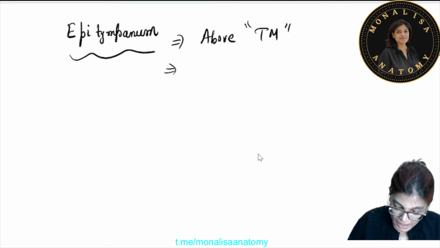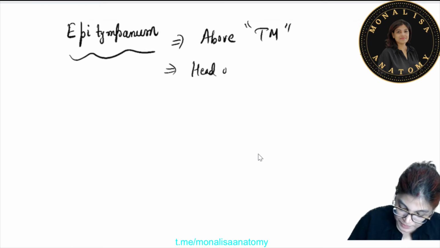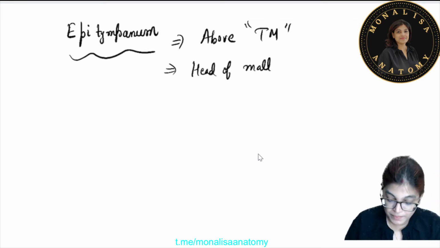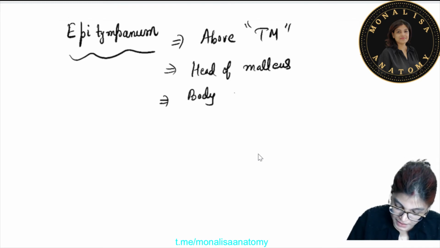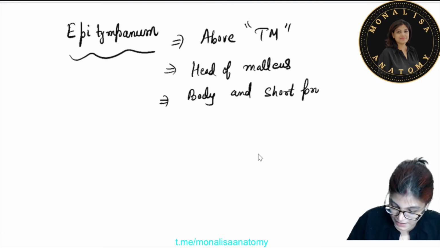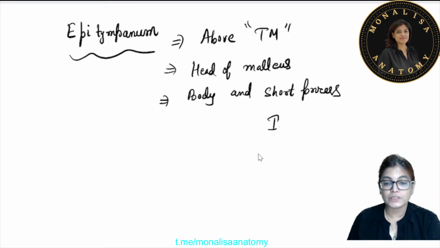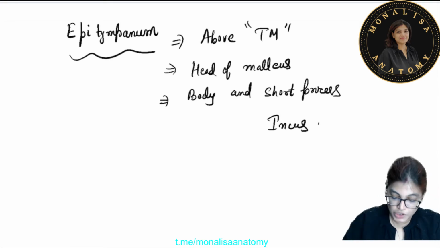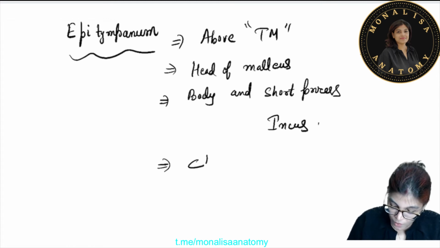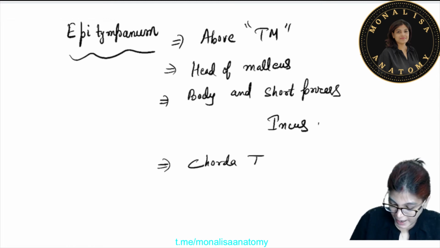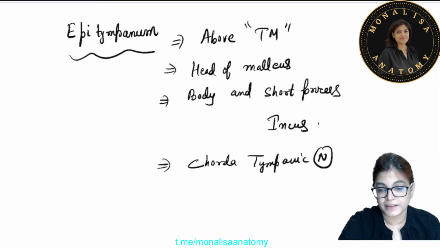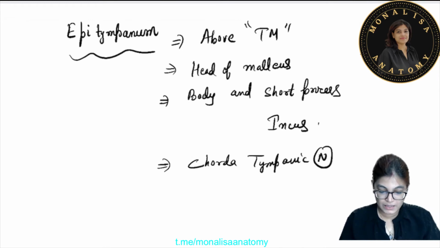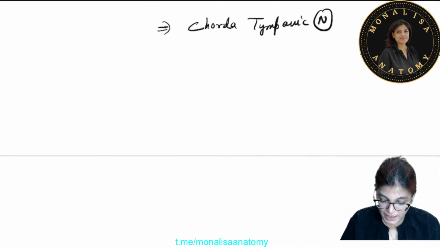It contains the head of malleus, body and short process of incus, and also the nerve. Which nerve? Write down chorda tympani nerve. Okay, chorda tympani nerve. Yes. Now moving to the next important part, that is mesotympanum.